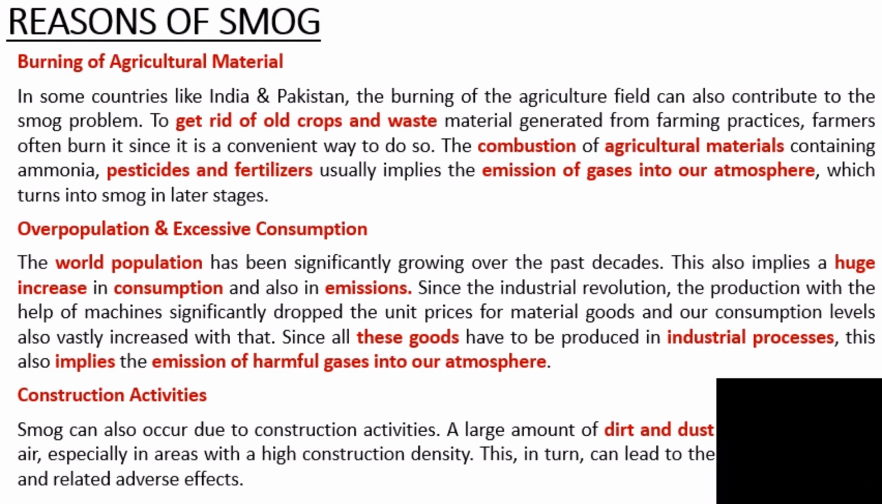And yeah, burning of agricultural materials. So we have heard, actually in countries like India and even Pakistan, actually in Delhi, that is the main reason. The burning of agricultural fields can contribute to the formation of smog. To get rid of old crops and waste material generated from farming practices, farmers will start burning it, and the combustion of this agricultural material will contain large amounts of ammonia, pesticides, fertilizers, and emits a lot of gases into the atmosphere. Finally, it forms the smog.